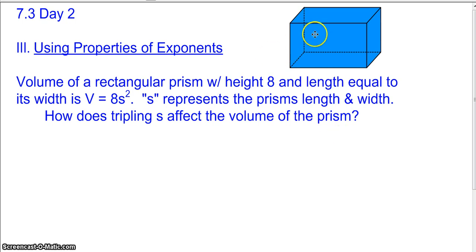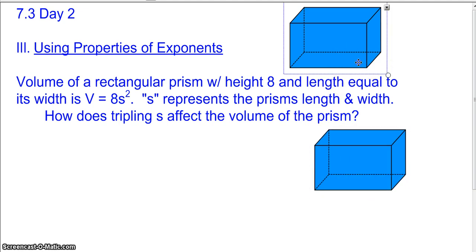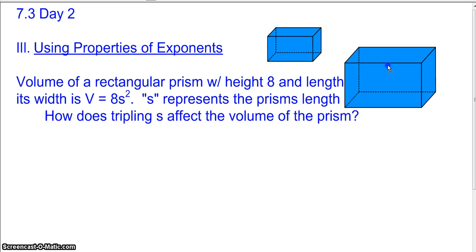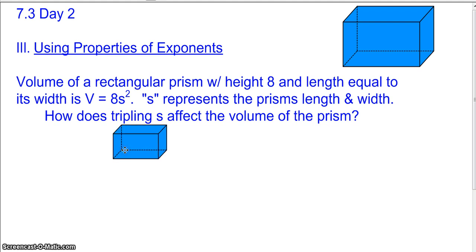We're being asked to compare the volume of one prism, and let me duplicate it. What happens when we expand a side by a factor of 3? So we could say that, I'll turn it down here. We could say this one is volume equals 8s squared. So that means that this side is s and this side is s, and then the longer side across the top, right, this side here is 8.